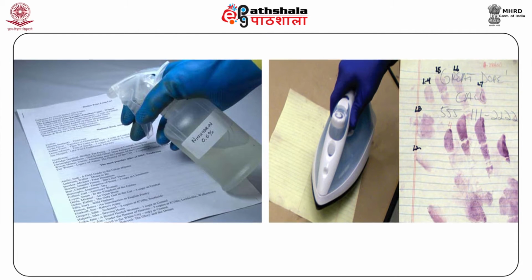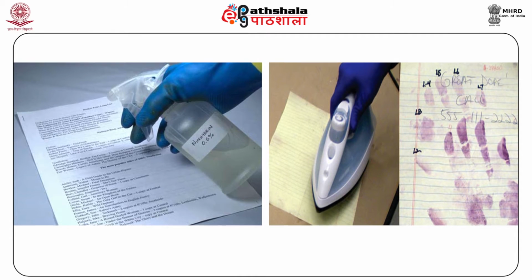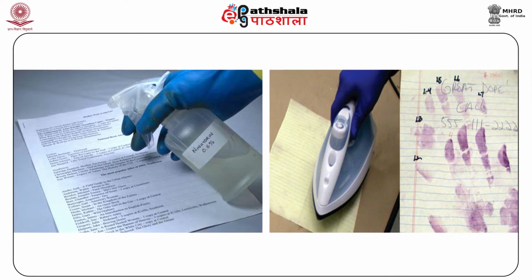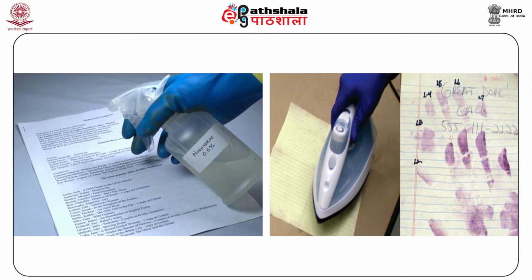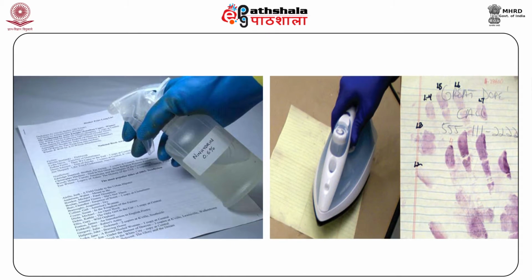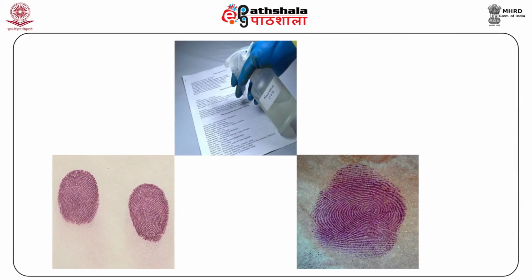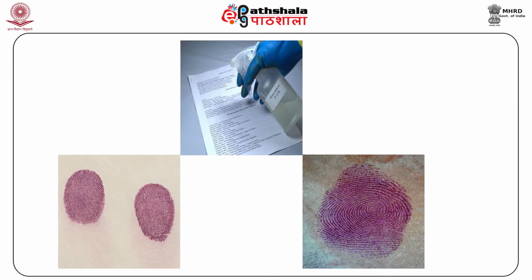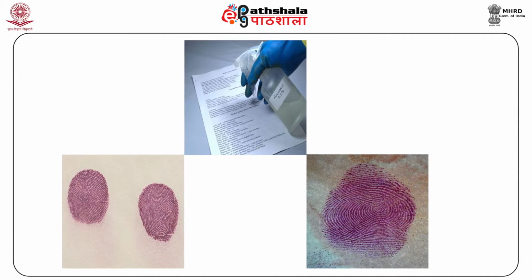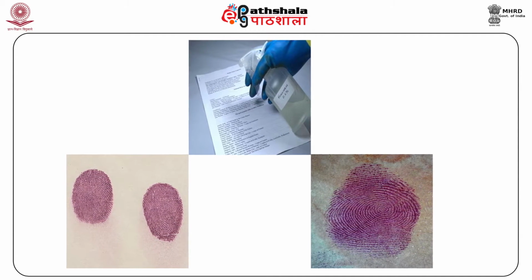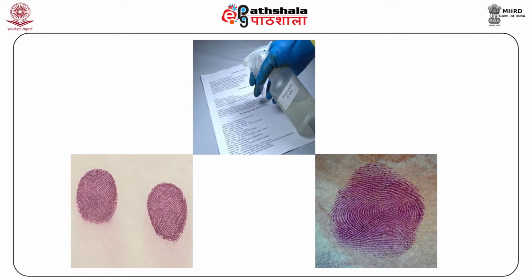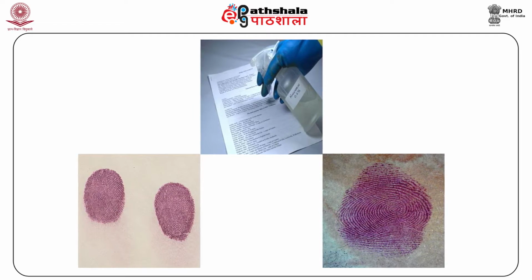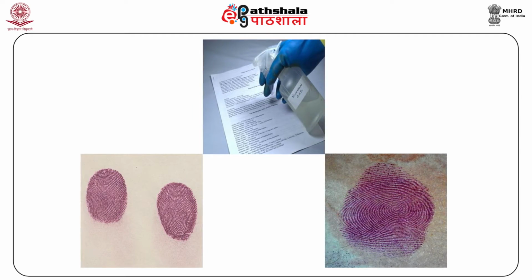Ninhydrin technique has traditionally been the most popular one for processing latent fingerprints on porous, absorbent surfaces like paper, cardboard, and wood. The method relies on the reaction of ninhydrin with amino acids of fingerprint residue. The reaction produces a purple colored compound called Ruhemann's purple, which becomes deposited along the ridge, making the prints visible.